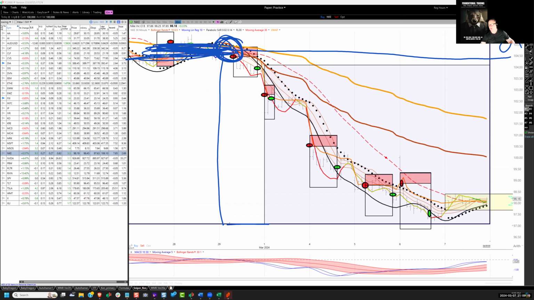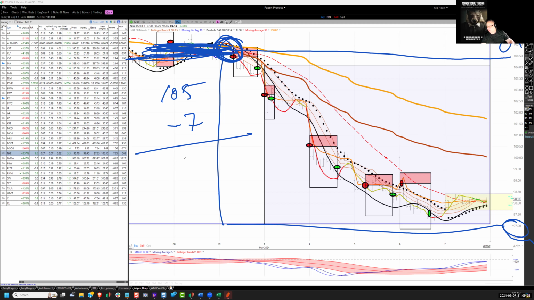Oh, it could move all the way down to 97, from 105 to 97. That's -$8 on 105. That's about a 7.8% sell-off.